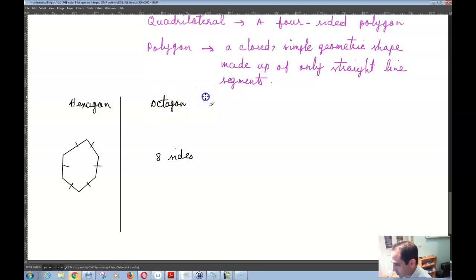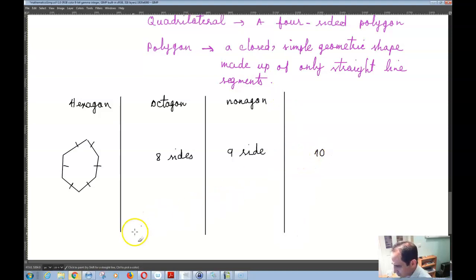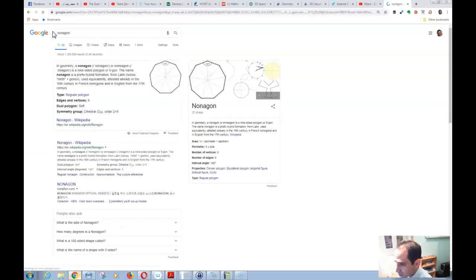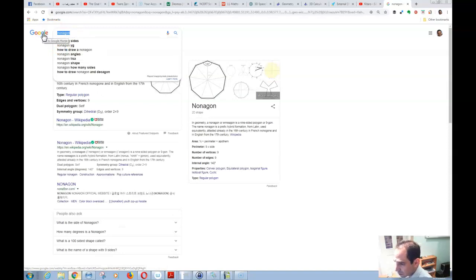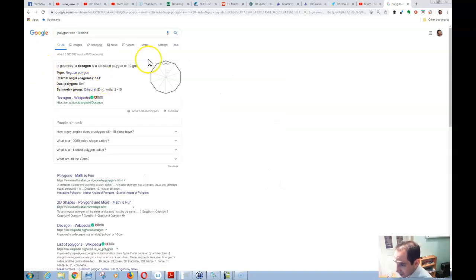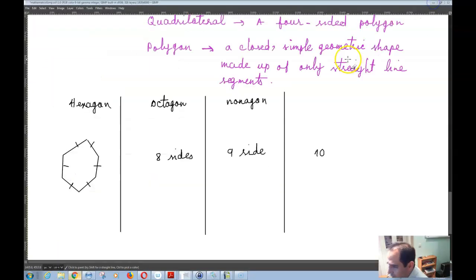And then there is something called the nonagon, I suppose, for 9 sides. And for 10 sides, there is also a name. Let me see if the nonagon is right. Nonagon, and then a polygon with 10 sides would be a decagon. D-E-C-A. So that is called a decagon. And so on and so forth.